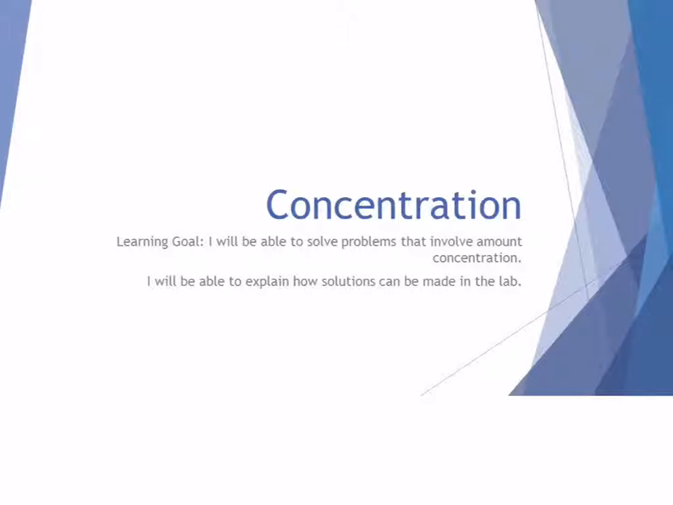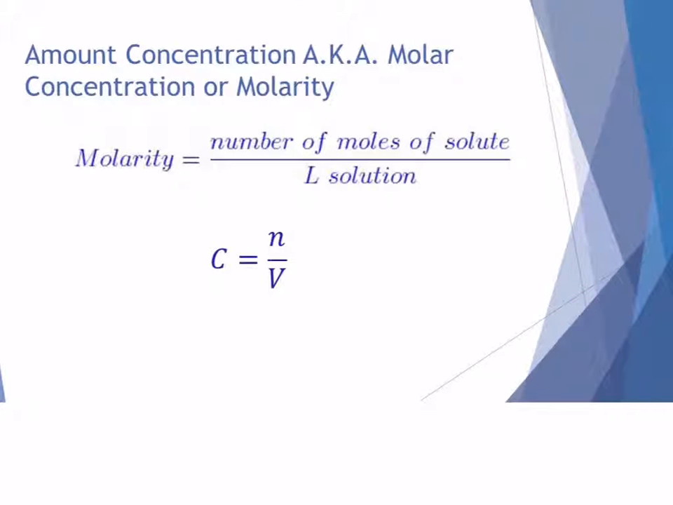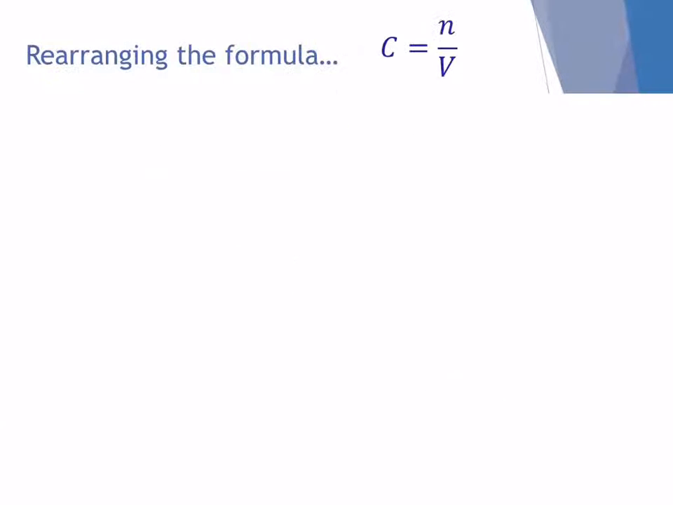In this lesson, we're going to look at solving problems dealing with molar concentration. The formula we are going to use is C equals N over V, where N is the number of moles of solute and V is the volume of solution in liters. Let's first look at how we rearrange this formula.